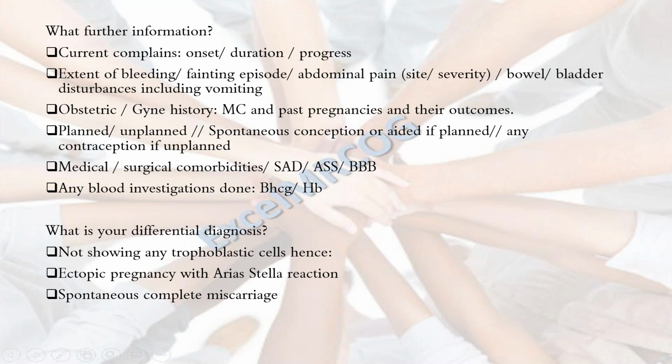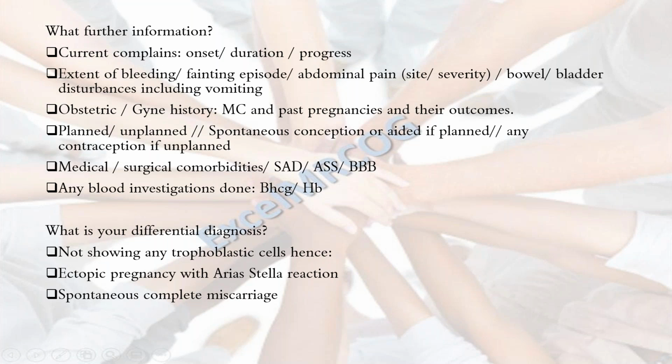And what about her menstrual cycles? To know exactly where she is in her pregnancy, ask whether she's had irregular or regular periods, because that tells you about the reliability of that 6 weeks pregnancy duration. Then whether this is planned, unplanned, spontaneous conception or aided conception, because that would increase the risk of ectopic pregnancy. Then a contraceptive history as well. Then medical, surgical comorbidities, which is standard. Go to the other history after that.